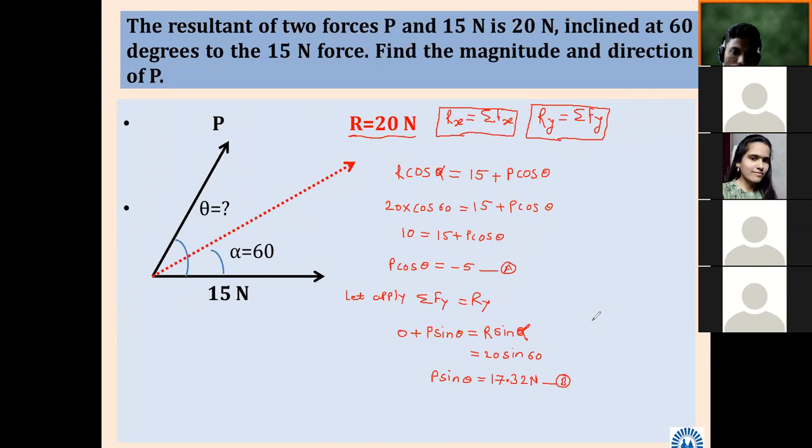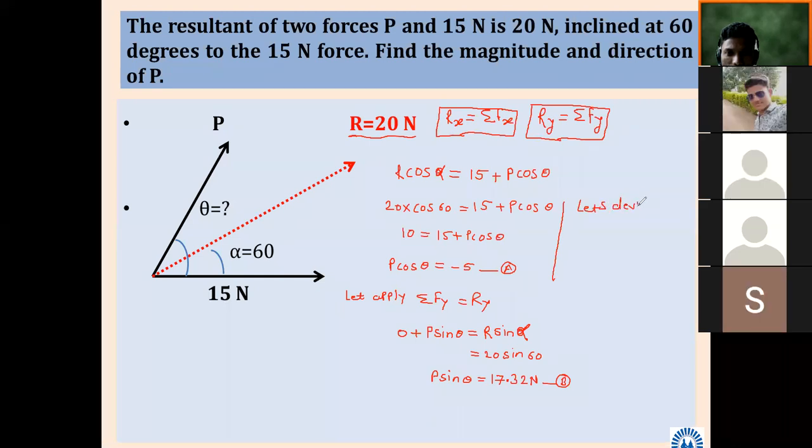Do you want to go for squaring both sides and adding both equations? B by A, that is also possible. So instead of going into difficulty, let's divide B by A. So what will it be? P sin theta divided by P cos theta is equal to how much?